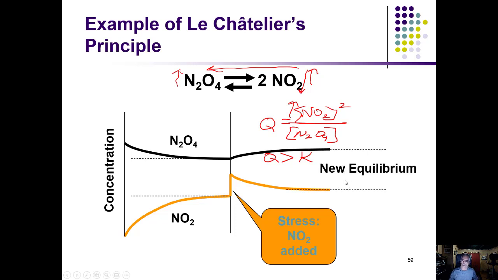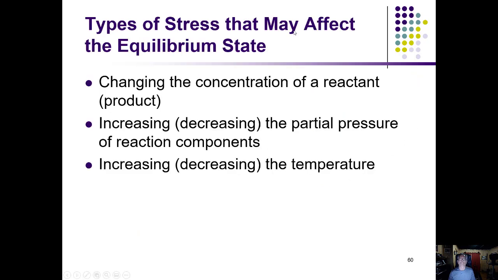We establish a new equilibrium. However, what is the same is the equilibrium constant, which is the ratio of the concentration of NO2 squared divided by the concentration of N2O4. This is going to be the same ratio as the original ratio when we were here and here with our concentrations. Our new equilibrium is going to be here and here. Different concentrations, same ratio.